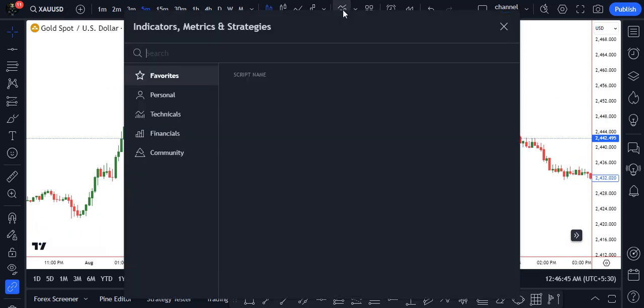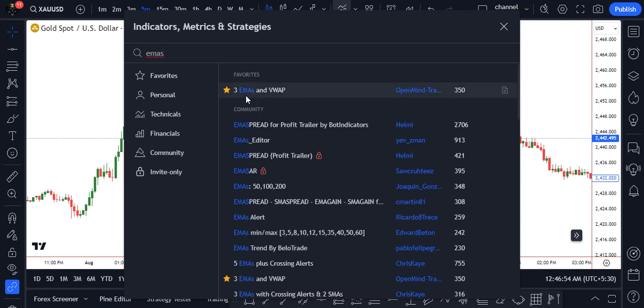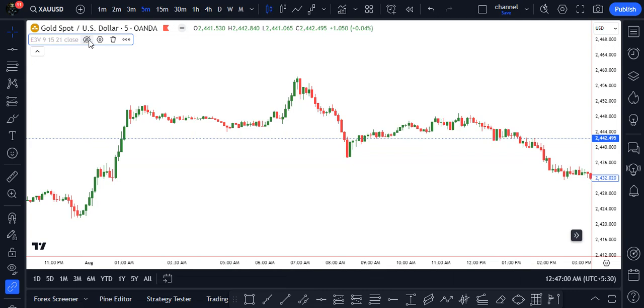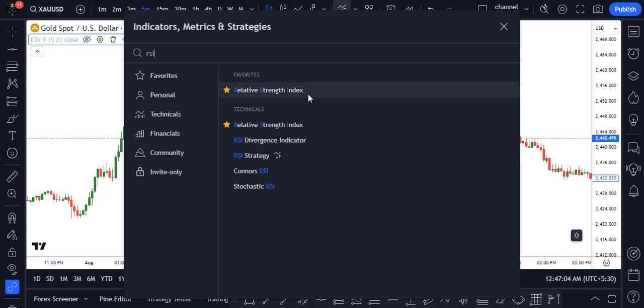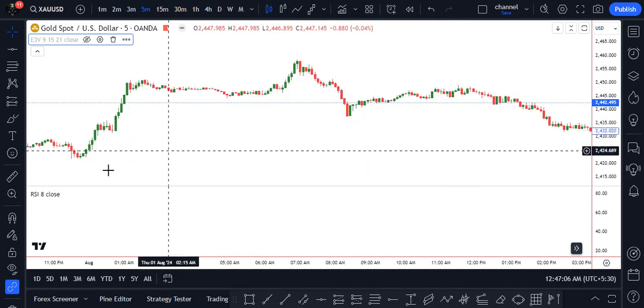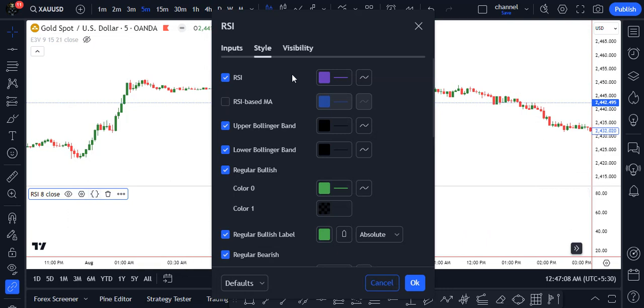The indicator which we are going to be using today is very simple. Just search EMA and add an S on top of it, EMAs. You'll find three EMAs and VWAP by Open Mind Trader. Just add that to your screen. And the second indicator is RSI, Relative Strength Index. So just add these two indicators.